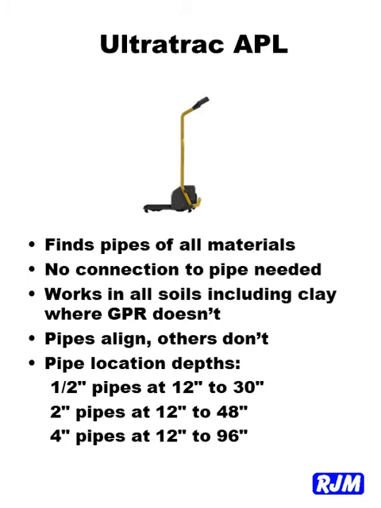Sometimes no nearby connection is available to connect to a water pulse generator or striker. The APL does not connect to the pipe. Mark the location of each object. Pipes align and other objects are random. Pipe location depths: with the APL, you can find half-inch pipes at 12 to 30 inches, 2-inch pipes at 12 to 48 inches, and 4-inch pipes at 12 to 96 inches. Larger pipes can be found even deeper.